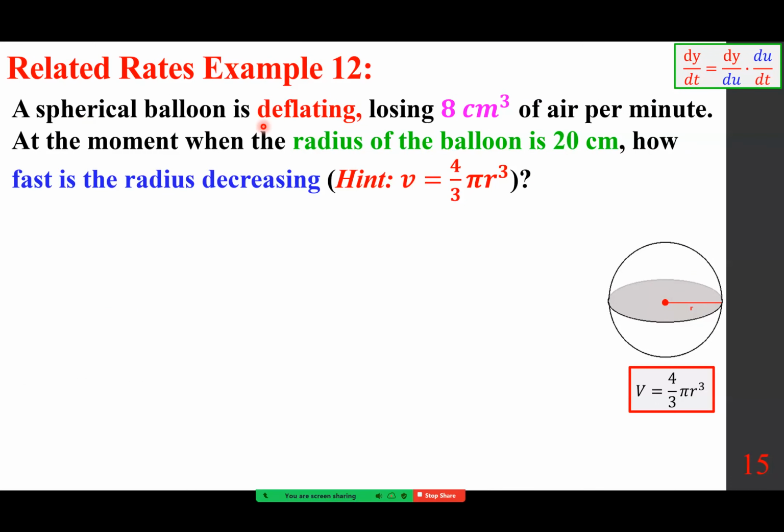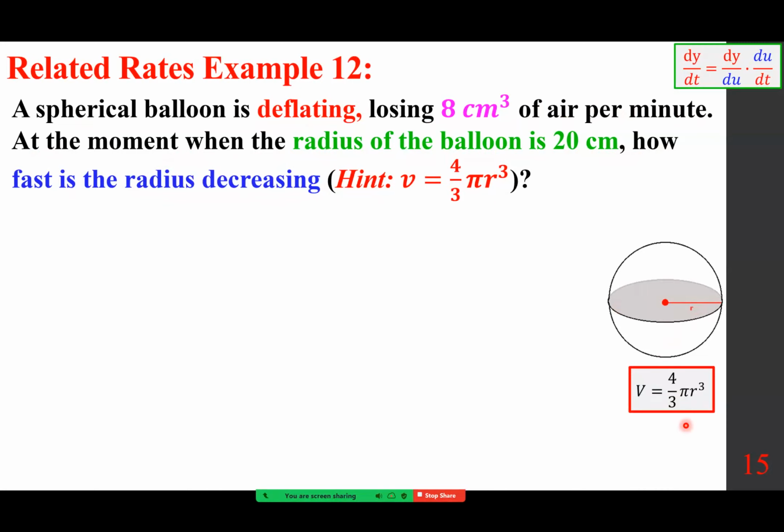A spherical balloon is deflating, losing 8 cubic centimeters of air per minute. At the moment when the radius of the balloon is 20 centimeters, how fast is the radius decreasing? And here's the hint. This is a piece of information from algebra, geometry, you name it. You're supposed to know a sphere has a shape such as this one, and the volume is 4/3 pi r cubed. We should know that.